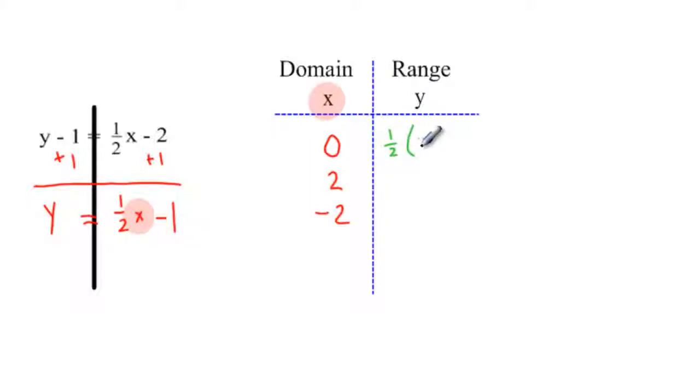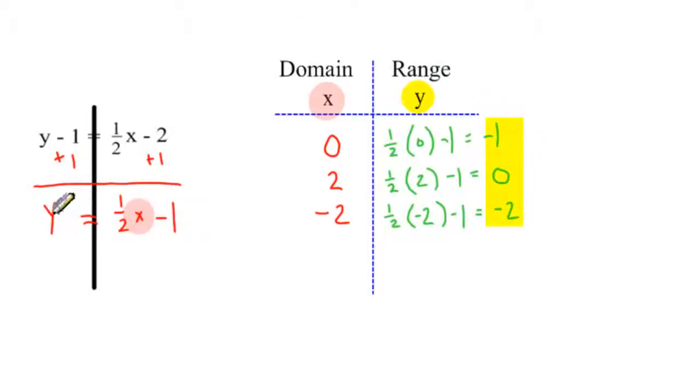1/2 times 0 minus 1, and you get negative 1. Do the same for all three domains that you chose, and you'll have 3 coordinates at the end. That one's going to equal 0, and my last domain that I chose was negative 2. 1/2 times negative 2 minus 1 is negative 2. Those values are going to be my ranges.